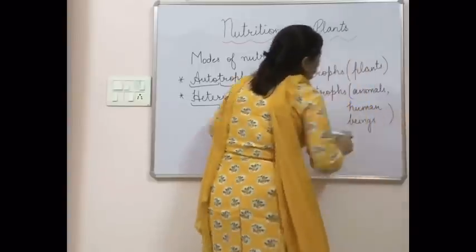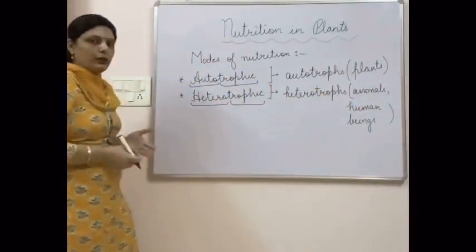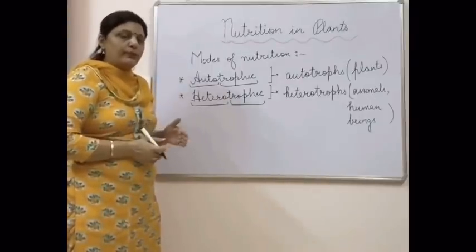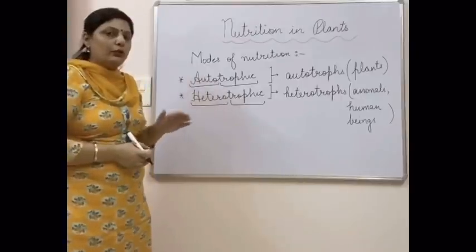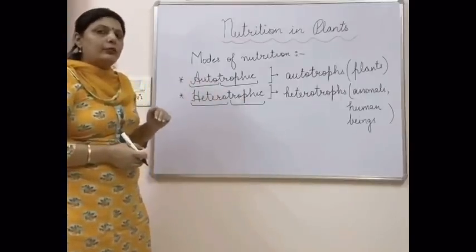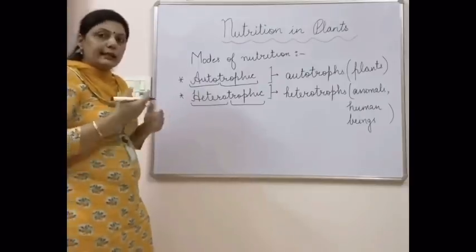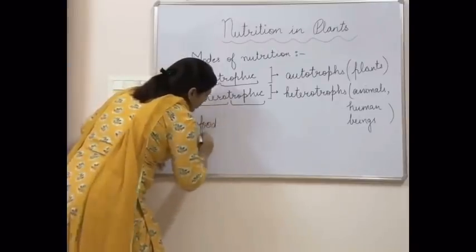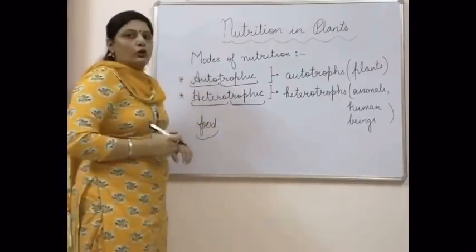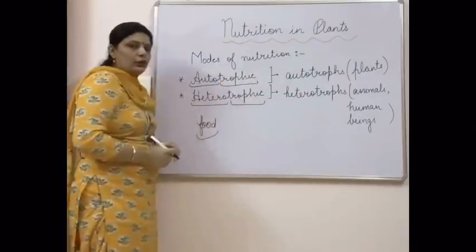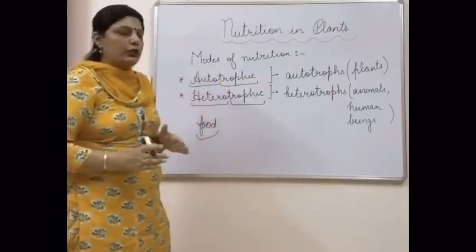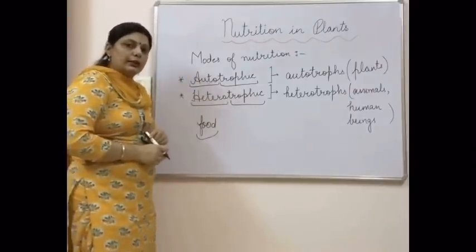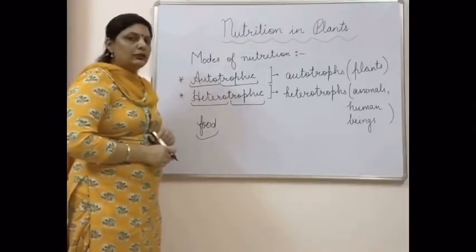Now a question may come to your mind: a human being prepares its own food, like we prepare food in the kitchen. But no, that is not called a mode of nutrition. We use already prepared material as ingredients and then cook the food. We are not synthesizing the food, we are just cooking it. So we are not autotrophs; we are heterotrophs. So broadly we have two modes of nutrition, autotrophic and heterotrophic, and we will read about them in detail in the chapter.